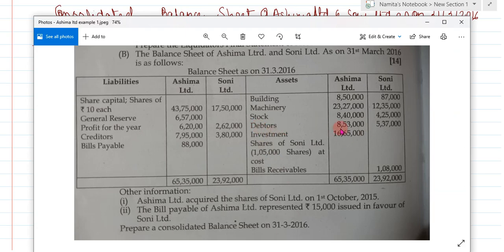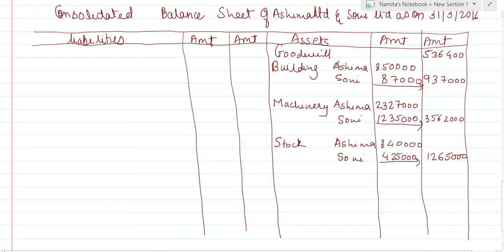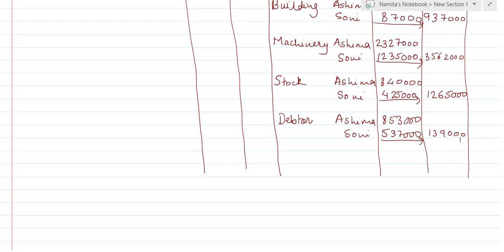Debtor is 8,53,000 plus 5,37,000. Debtors of Anshima and Sony. These values we did not take for the calculation. That's why we are posting them in assets in balance sheet. Okay. Write the amount in outer column 13,09,000. Now after that is investment.